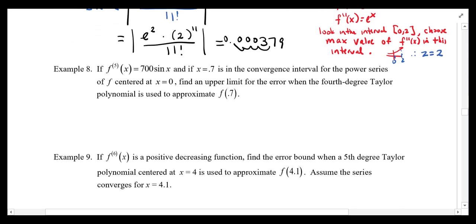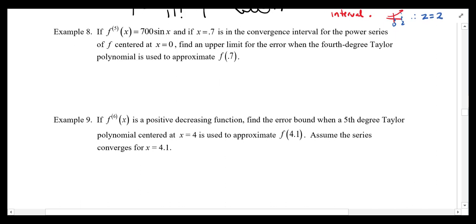Two more, and then we're done for today. So looking at example number 8, this time I've told you the fifth derivative of the function is 700 times sine x. And if x equals 0.7, it is in the convergence interval for the power series of f centered at x equals 0. Okay, so we know it's in the interval of convergence. That's great. We know that this then converges.